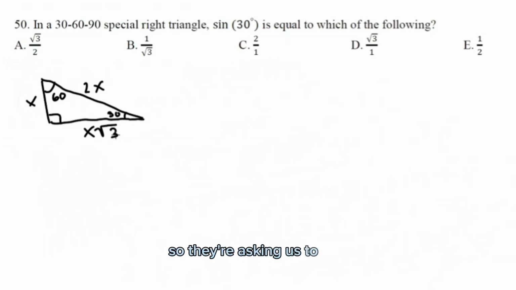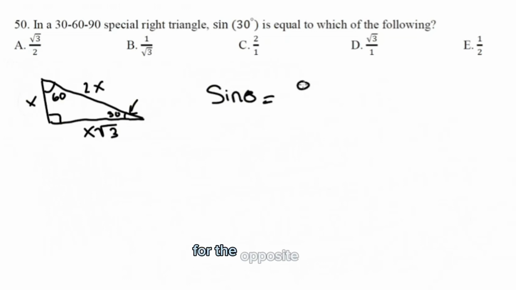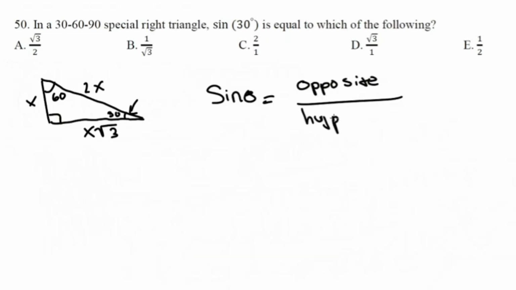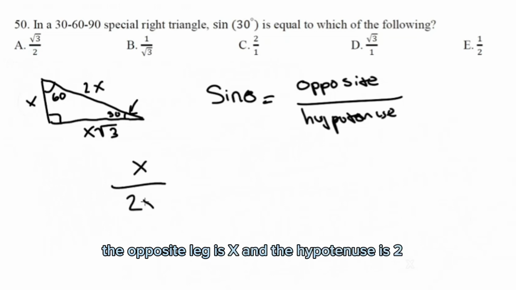So they're asking us to find sine of 30 degrees. So this is the 30-degree angle right here. So we have to find the sine of that angle. How do we do that? Well, sine, or S-I-N, that stands for the opposite leg over the hypotenuse. Which means from 30, the opposite leg is x, and the hypotenuse is 2x.